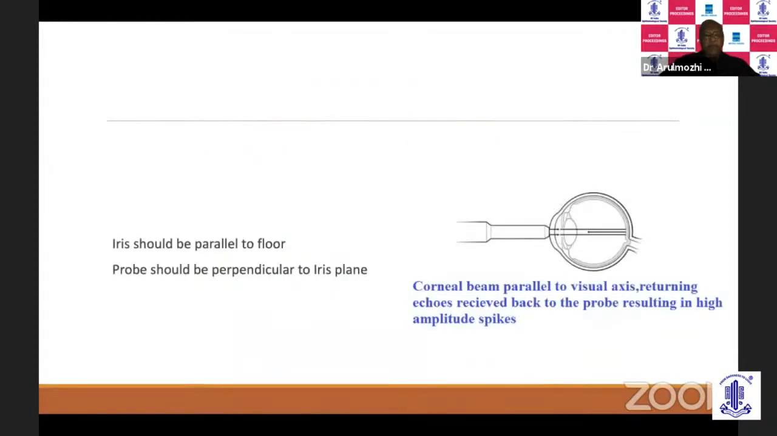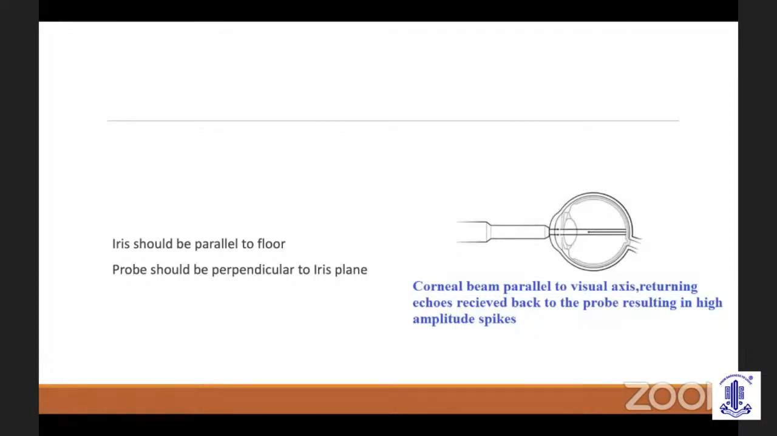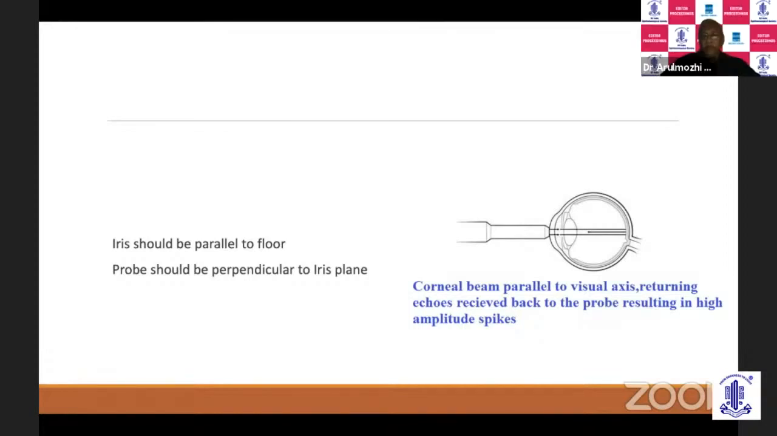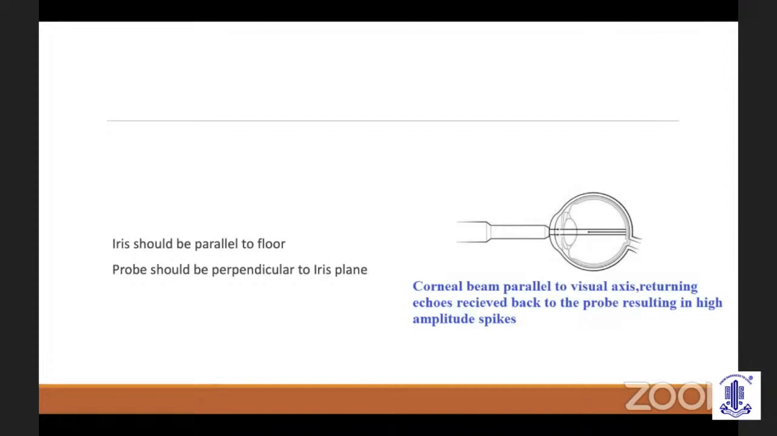So you should be very sure that the iris plane is parallel to the floor and the probe should be perpendicular to the iris plane. The corneal beam should be parallel to the visual axis so that the echoes are received properly by the probe and it is not tilted.